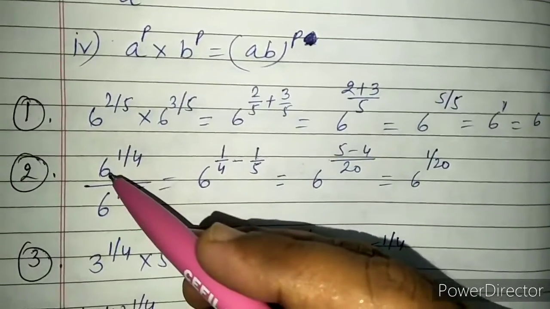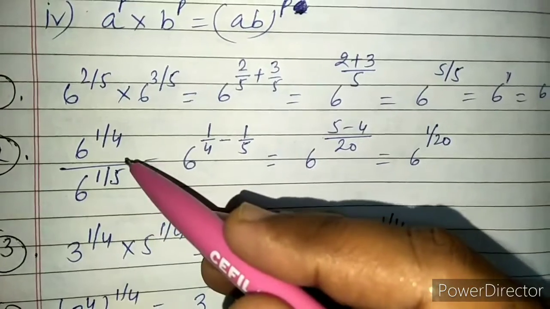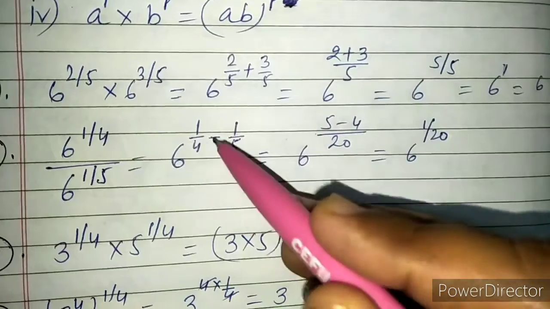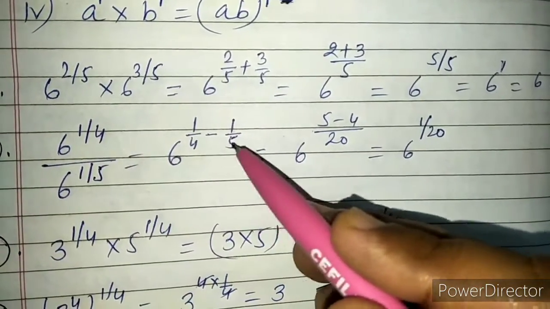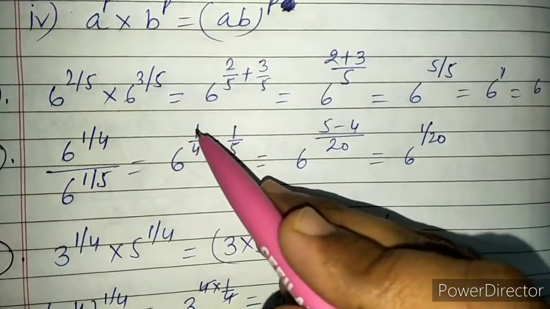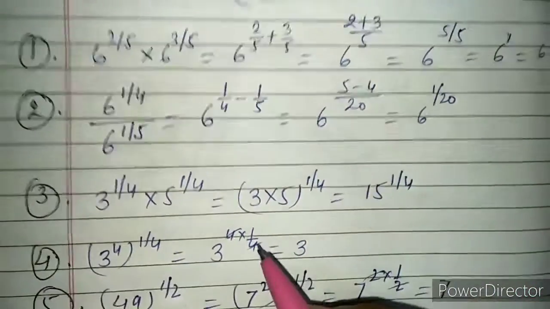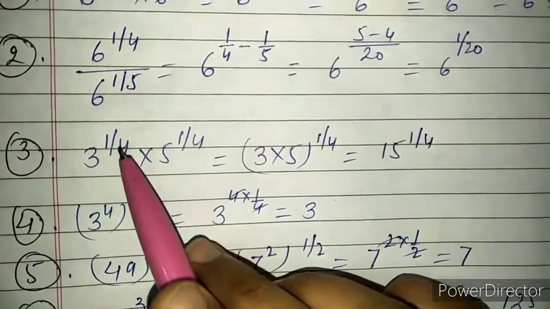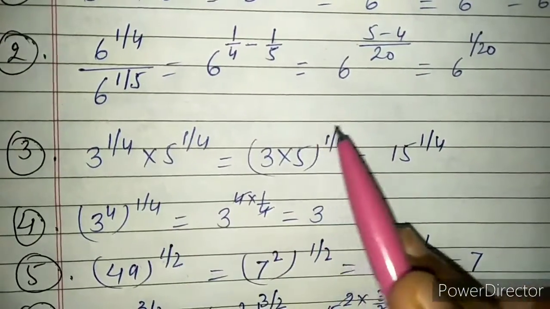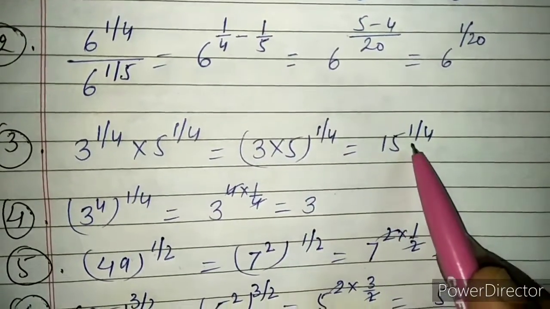So here again the bases are the same but the powers are different, so the powers will get subtracted and the base will remain the same. 1 upon 4 minus 1 upon 5, when we take the LCM of 4 and 5 it becomes 20. 5 fours are 20, 5 ones are 5 and 4 ones are 4, 5 minus 4, 1 upon 20. In the third example, you can see that the powers are the same but the bases are different, so the power will remain the same and the bases will get multiplied. 3 fives are 15 to the power 1 upon 4.